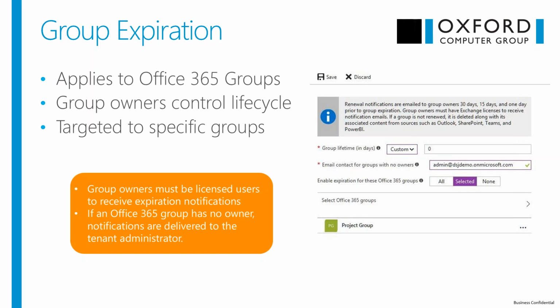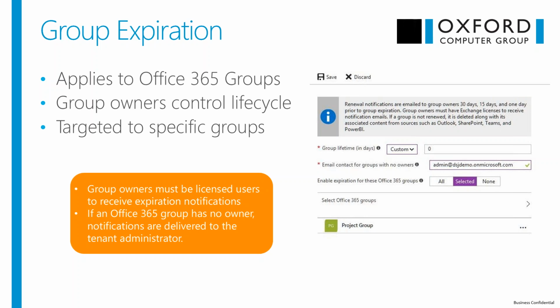If an Office 365 group has no owner, those notifications about expiration are going to be sent to the tenant admins. And oftentimes those can end up in unmonitored email accounts, or they're not delivered to the admins. If they don't have a license, they're not going to get it. So it's very important to identify owners for the groups, even if it is a placeholder account that is licensed for Exchange Online, so you can catch any of those notifications before they slip through the cracks.